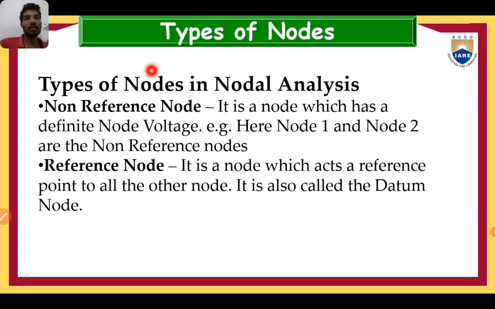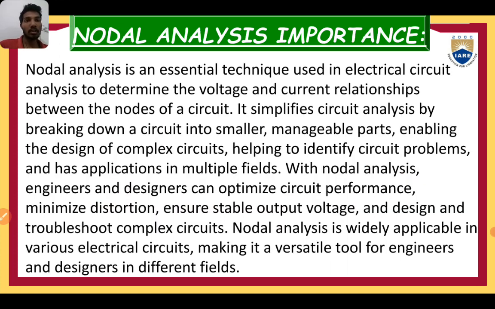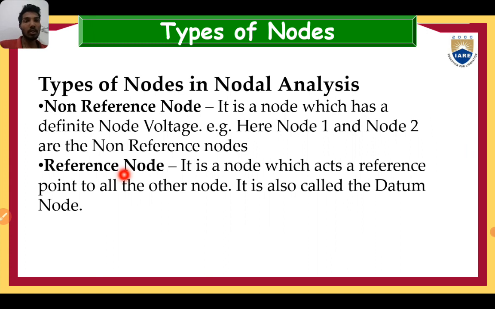Types of nodes in nodal analysis: non-reference node and reference node. Non-reference node. It is a node which has a definite node voltage. For example, here node 1 and node 2 are the non-reference nodes. Reference node. It is a node which acts as a reference point for all the other nodes. It is also called the datum node.